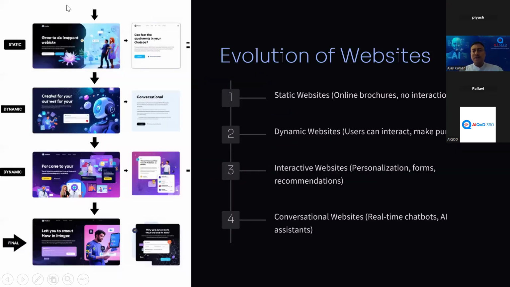So let me start by introducing how the evolution of websites has been. Earlier, the websites were static websites. Then it became dynamic websites, and then it became interactive and conversational websites. We will talk about each one of them slowly and gradually. First, we need to understand why we have a website. Why does a business need a website, and what should be the thought process before we start a website?